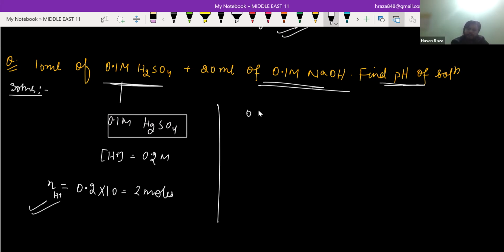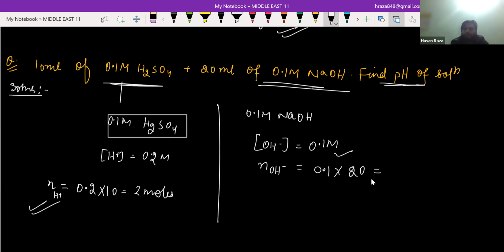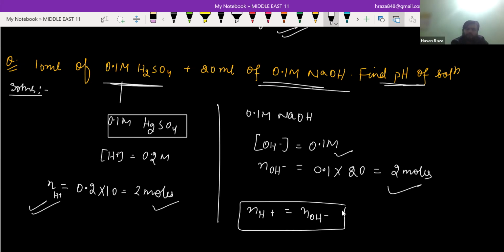Again, 0.1 M NaOH. So, from this information, we can easily find the molarity of OH minus. That will be equal to 0.1 M. Again, number of moles of OH minus, you are going to find out molarity into volume. That is 20. So, if you multiply it, it will give 2 moles. Now, if we compare, number of moles of H plus will be equal to number of moles of OH minus, since both are equal. So it is a neutral solution, and in a neutral solution, pH has a value equal to 7.